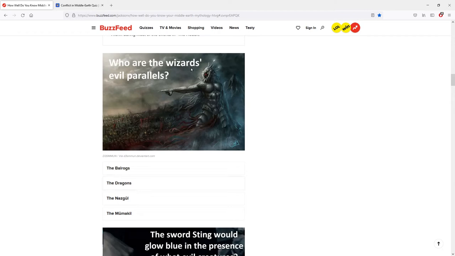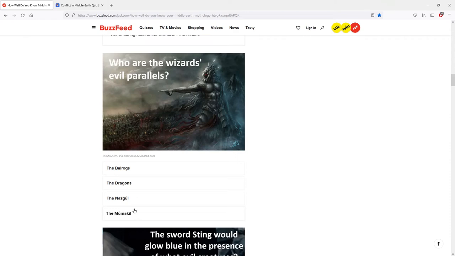Who are the wizards' evil parallels? The Balrogs, the Dragons, the Nazgul, or the Mumakil? The Mumakil are the elephants. It's not the dragons, so it's not the Mumakils, which is the sort of really big mastodons or elephants.